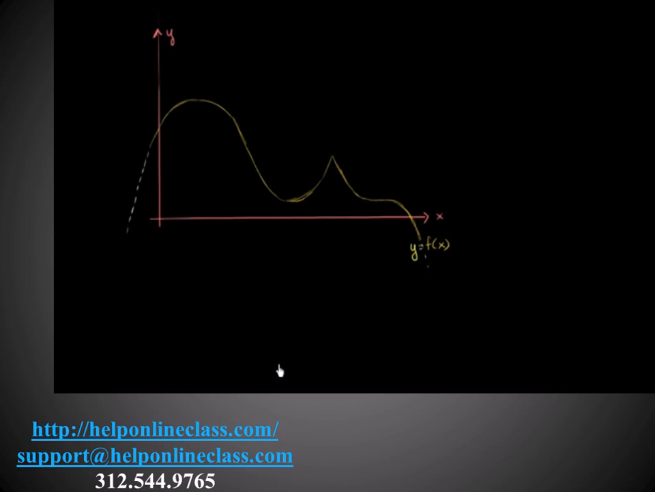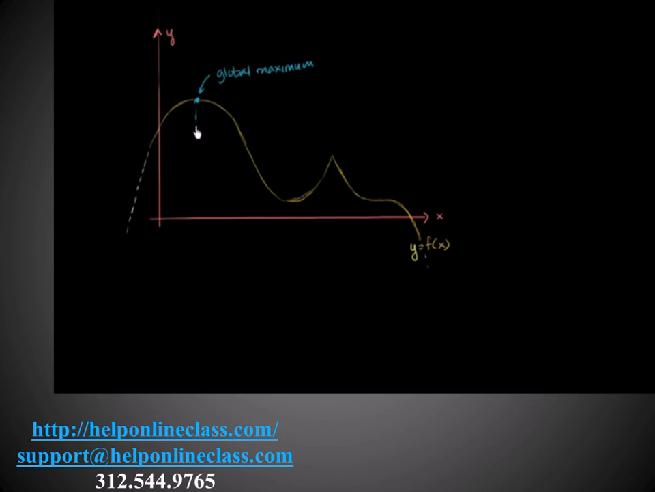So what is the maximum value that this function takes on? Well, we can eyeball that. It looks like it's at this point, right over there. So we would call this a global maximum. A global maximum. The function never takes on a value larger than this.